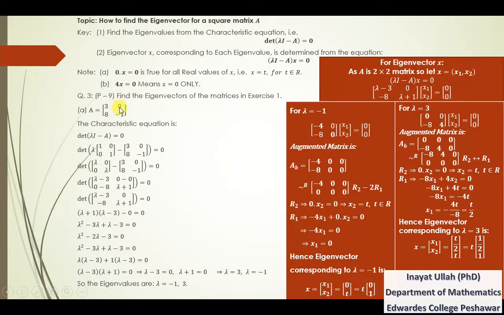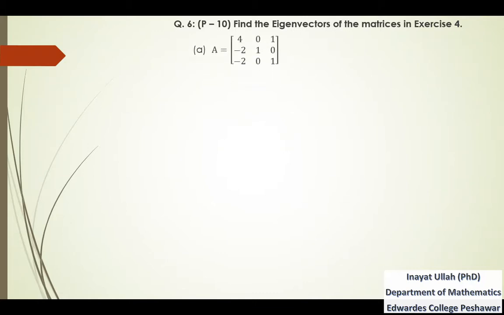Now in the coming slide, we study how we could find the eigenvector for a matrix whose order is more than 2. Question number 6 is there, page number 10. Find the eigenvectors of the matrices in exercise 4. That is exercise 4, the first part of that exercise. We need to find the eigenvectors of this matrix. So the same idea will be followed.